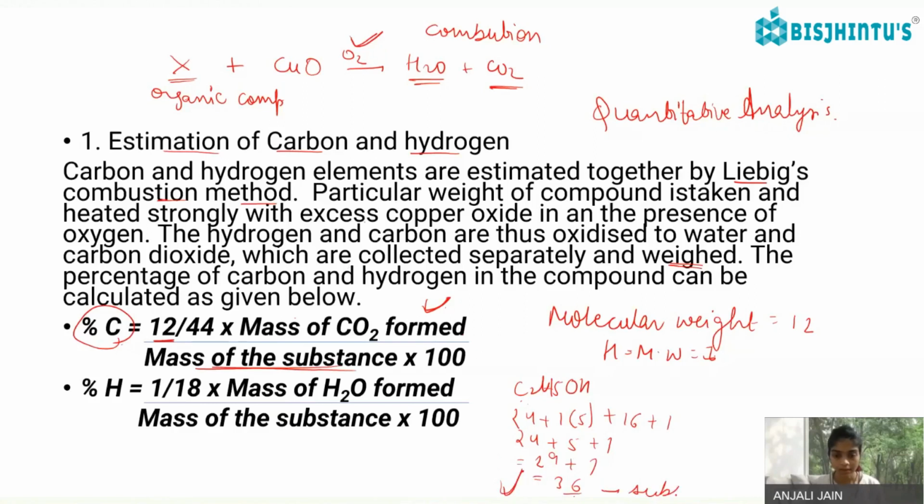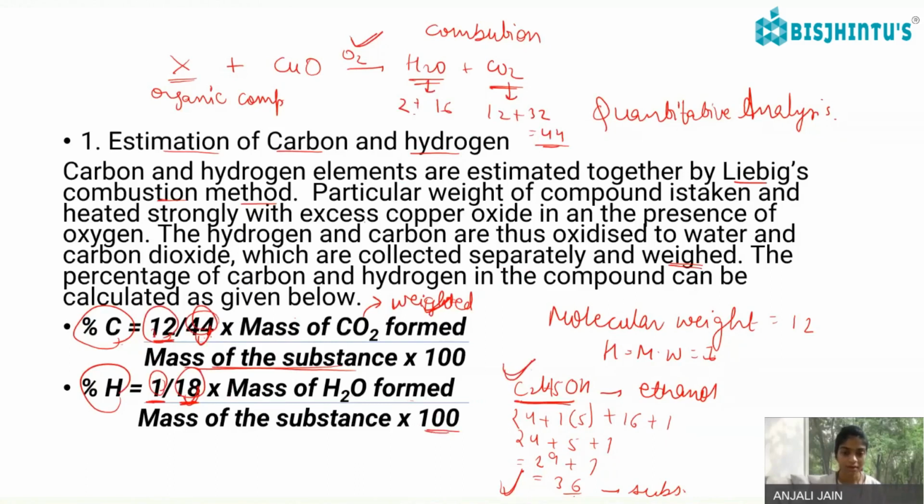Substance, like if I am taking ethane. Then the mass of CO2 formed, that is, how much CO2 is calculated, which we are weighing. Then for percent of hydrogen, we know that hydrogen has a mass of 1 and 18 is the mass of H2O, since 16 plus 2 is 18. And for carbon dioxide, 12 plus 32 gives you 44. So CO2 has a molecular mass of 44 and water has a molecular mass of 18. But for carbon and hydrogen, the atomic weights are 12 and 1. Then the mass of the water formed, which has been weighed separately, upon the mass of the substance, like C2H5OH, methanol, ethanol, whatever it is, into 100.